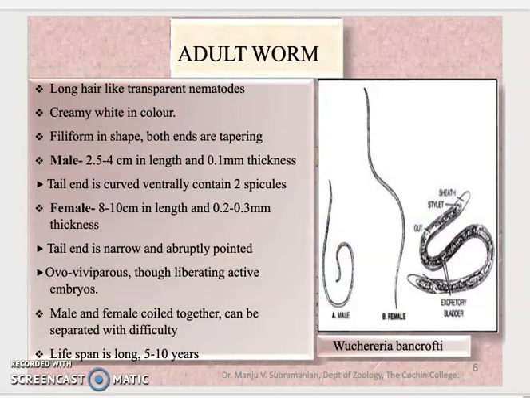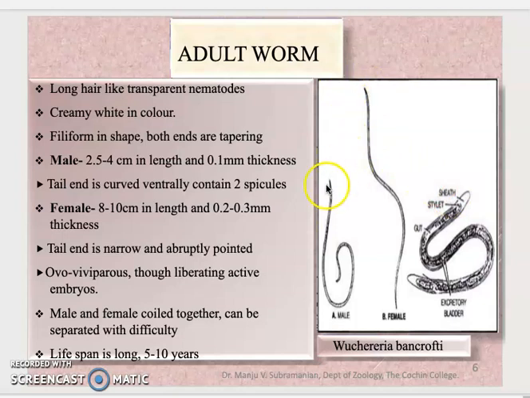The adult form of Wuchereria bancrofti exhibits sexual dimorphism. In this picture you can see this is the male Wuchereria and this is the female. They exhibit sexual dimorphism. The adult female worm is long, slender, and smooth with rounded ends. Both ends are rounded, and it has a slightly swollen anterior region, or the cephalic region, bearing 2 rows of small papillae.